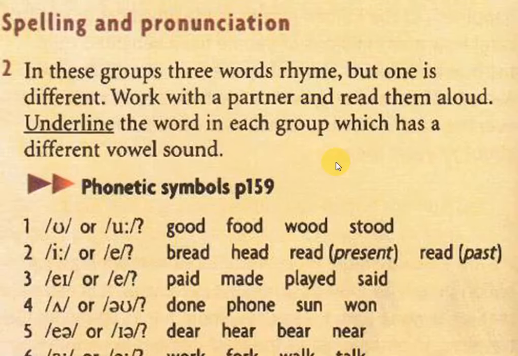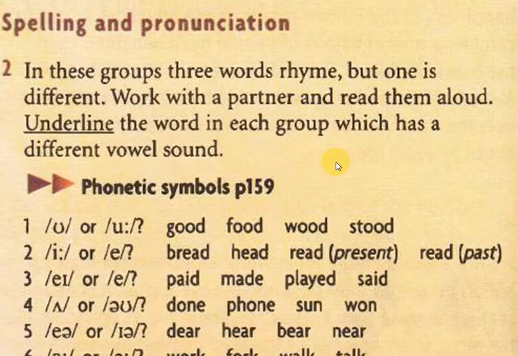And now spelling and pronunciation. In these groups, three words rhyme. The meaning of the word rhyme came from rhythm, and it means تناغم أو إيقاع. But one is different, so we have three words which are similar and one is different. Underline the word in each group which has a different vowel sound.